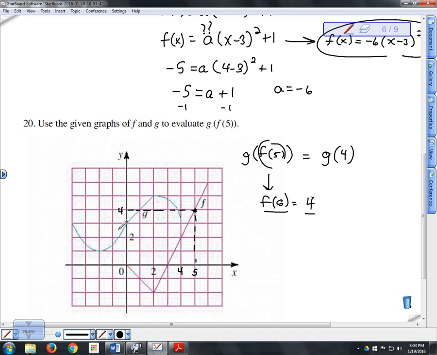It's not super clear, but the graph does continue to go all the way down to that point. So 4, 3. So g of 4 is equal to 3. So the original g of f of 5 is equal to 3.